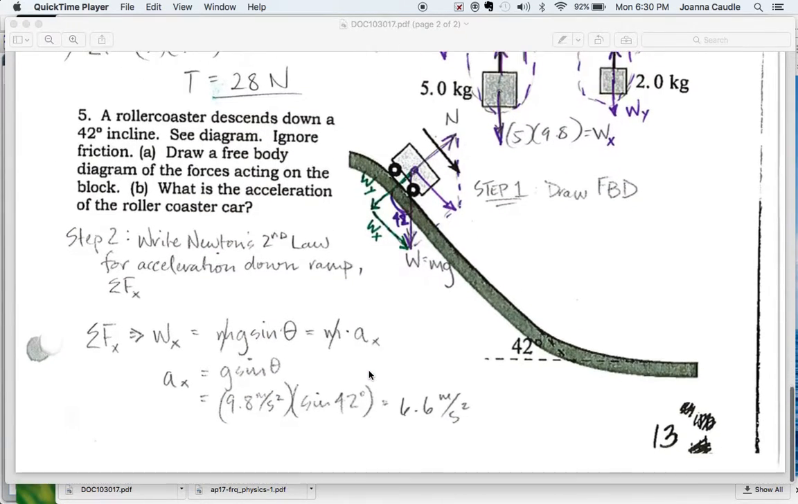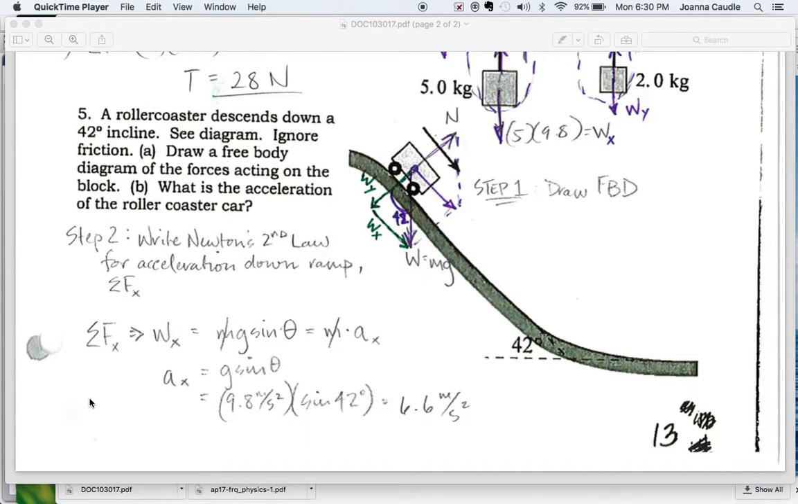And finally, the last question was the roller coaster question. Here I've got a roller coaster on a 42-degree incline, and first I'm supposed to draw the free body diagram. So again, that's always step one in any problem involving forces, and I think you should get in the habit of doing that all the time.